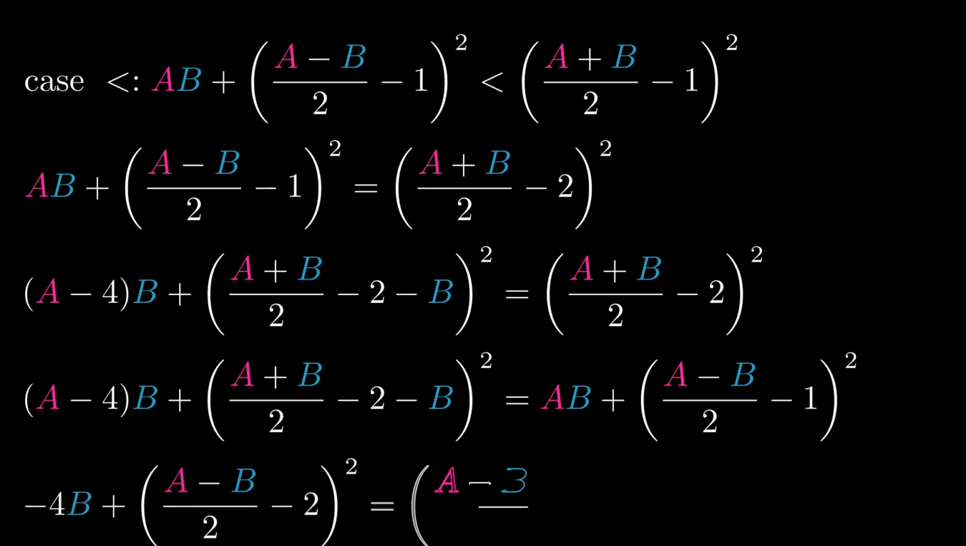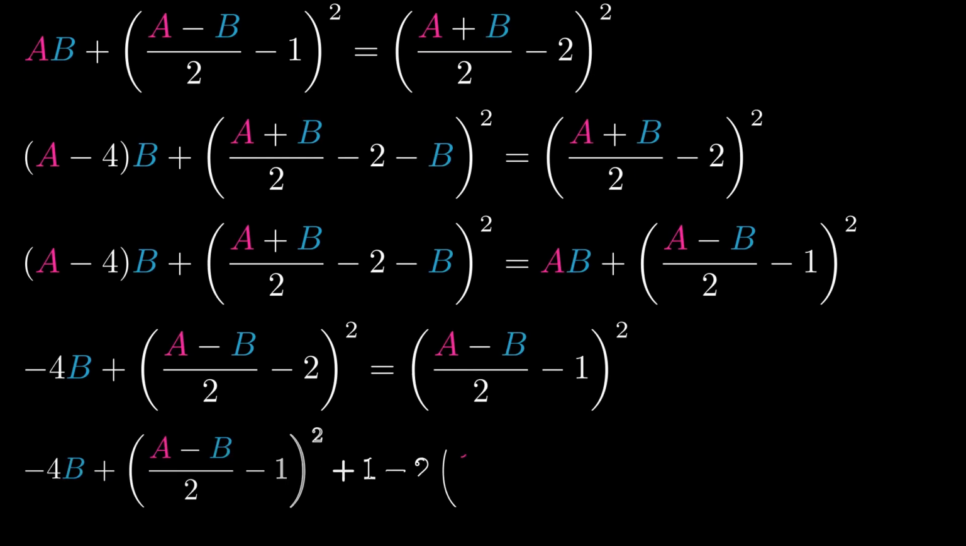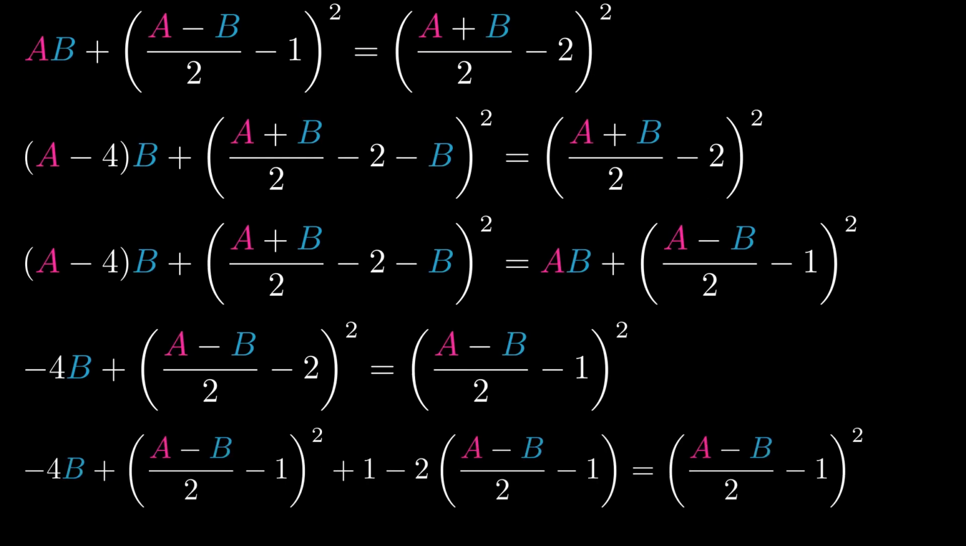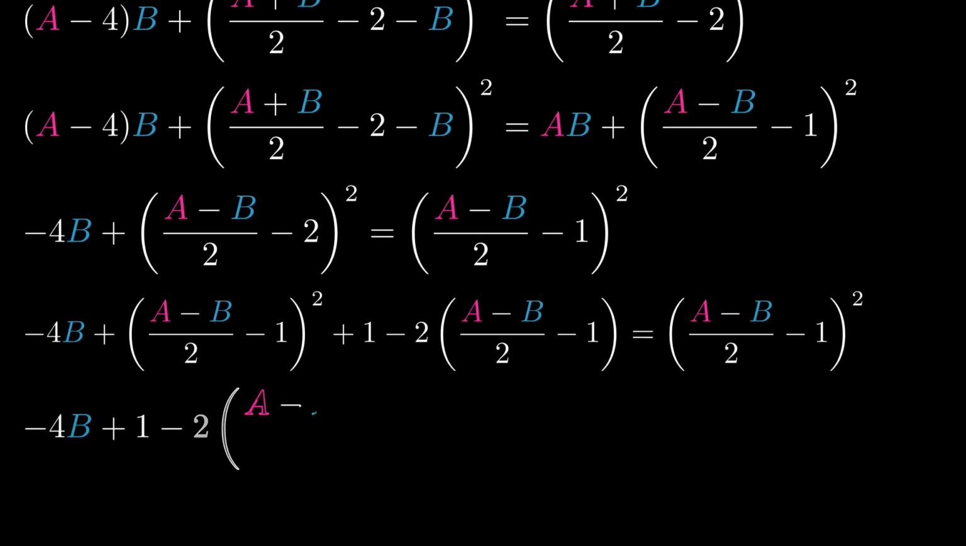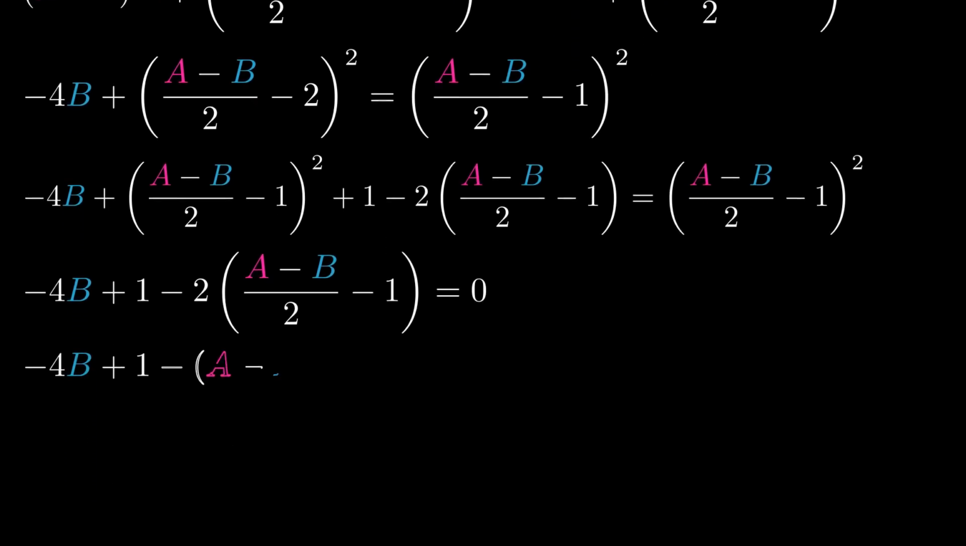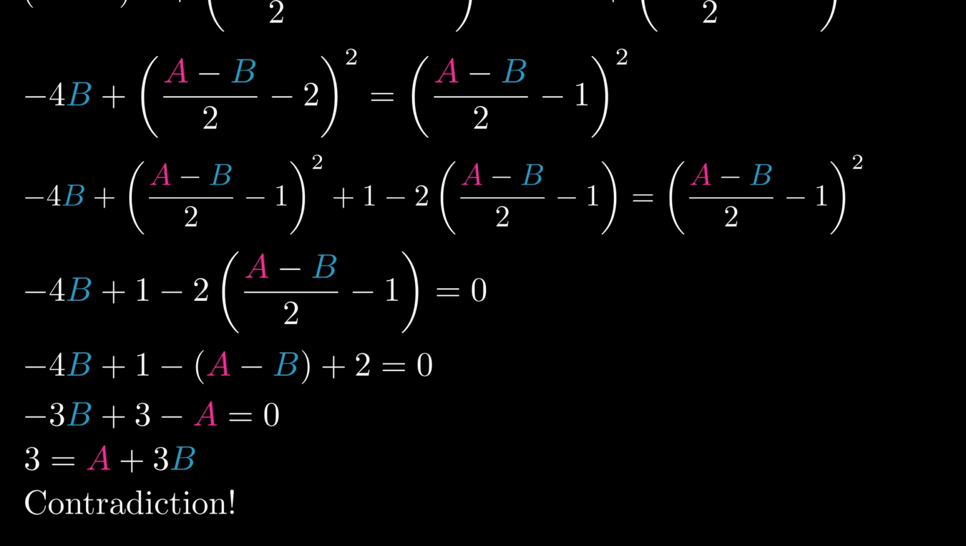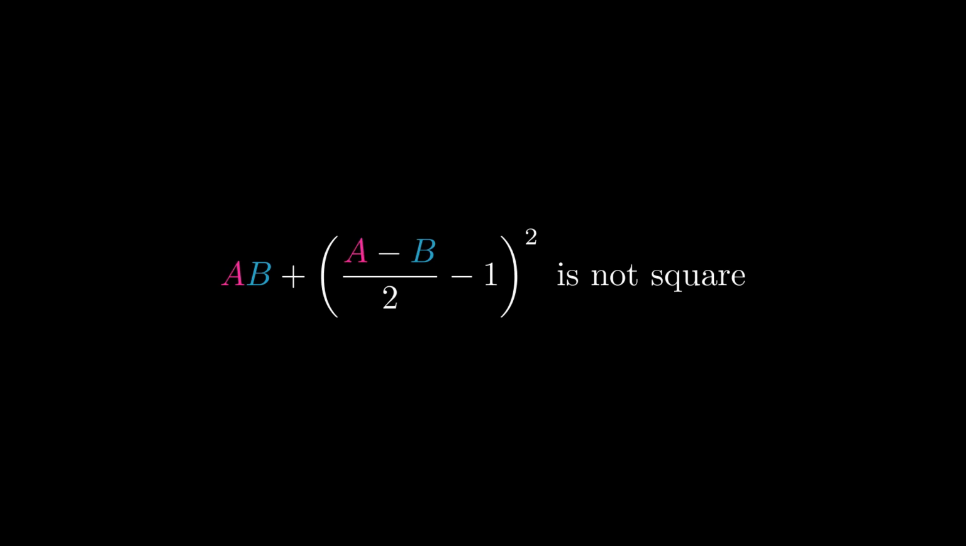Or minus 4b plus ((a minus b)/2 minus 2) squared is equal to ((a minus b)/2 minus 1) squared. Or minus 4b plus ((a minus b)/2 minus 1) squared plus 1 minus 2 times ((a minus b)/2 minus 1) is equal to ((a minus b)/2 minus 1) squared, or minus 4b plus 1 minus (a minus b)/2 minus 1 is equal to 0, or minus 4b plus 1 minus (a minus b) plus 2 is equal to 0, or minus 3b plus 3 minus a is equal to 0, or 3 is equal to a plus 3b, which is a contradiction because the smallest number b can be is 1, and a plus 3 is greater than 3. So overall ab plus (a minus b)/2 minus 1 squared is not square.